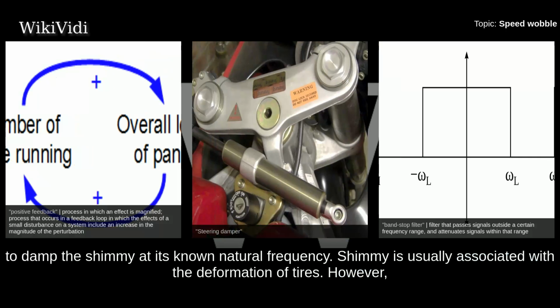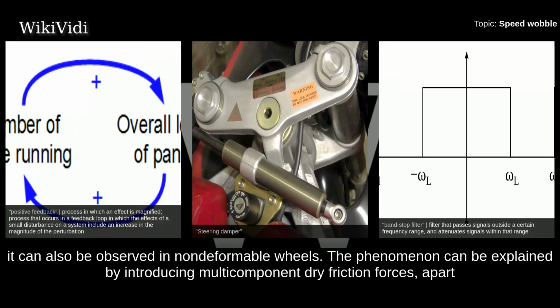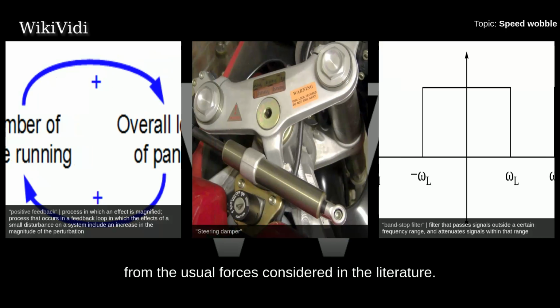Shimmy is usually associated with the deformation of tires. However, it can also be observed in non-deformable wheels. The phenomenon can be explained by introducing multi-component dry friction forces, apart from the usual forces considered in the literature.